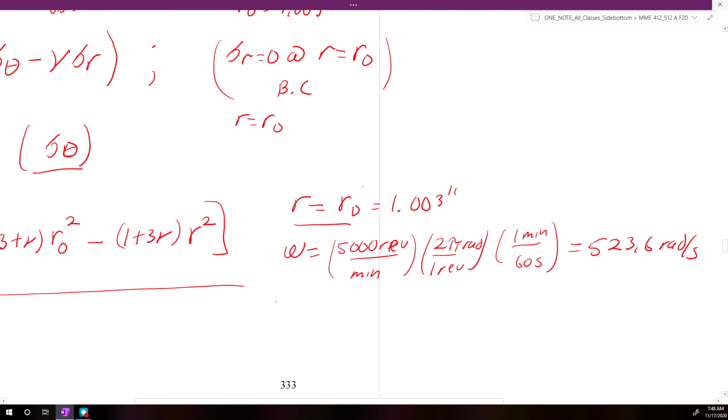And then we need to find our density. Our density is going to be equal to our mass density, which was equal to 0.284 pounds force per inches cubed.